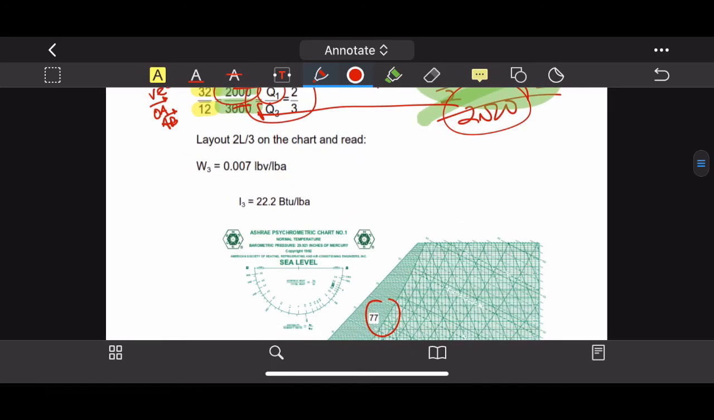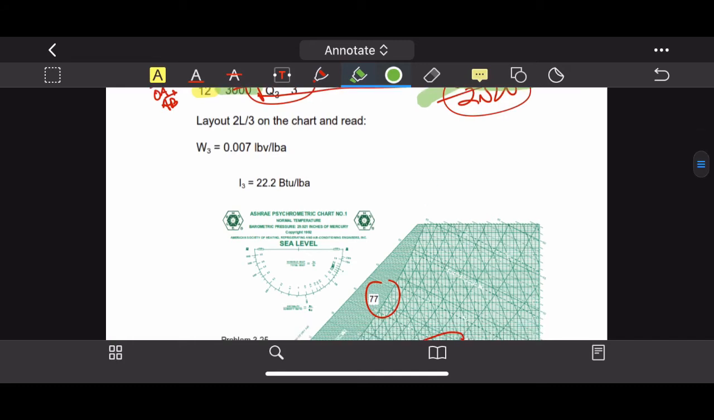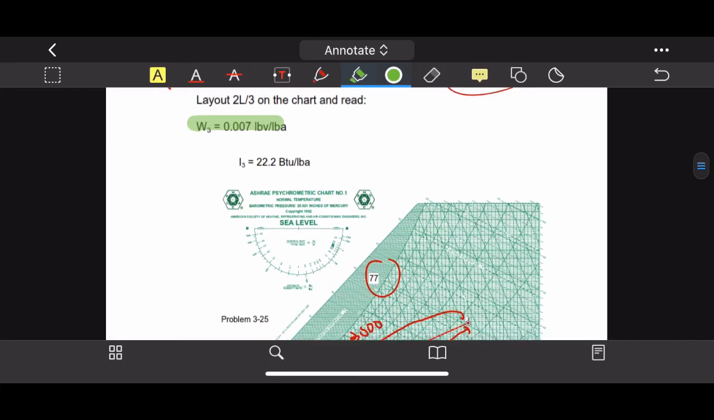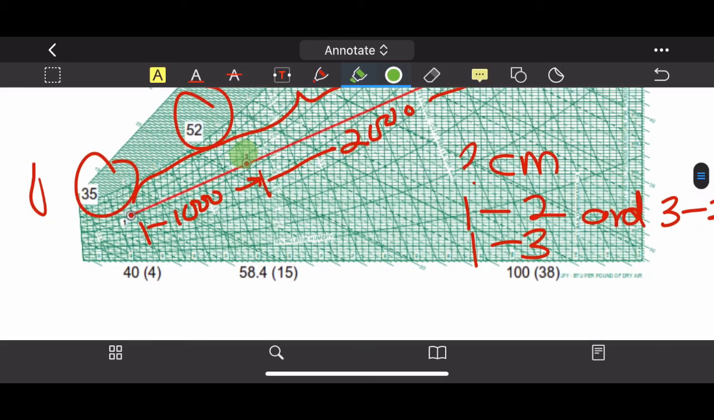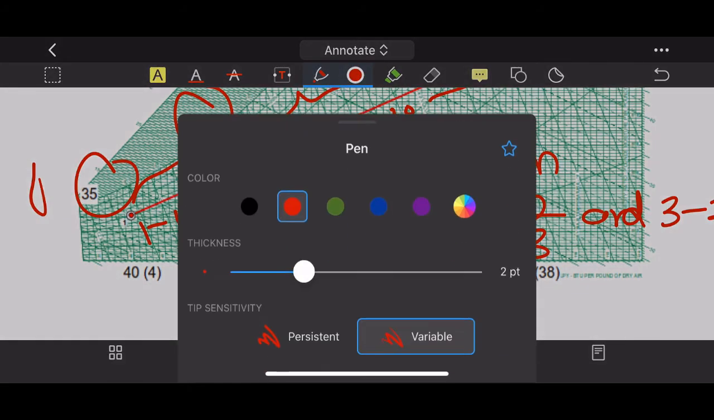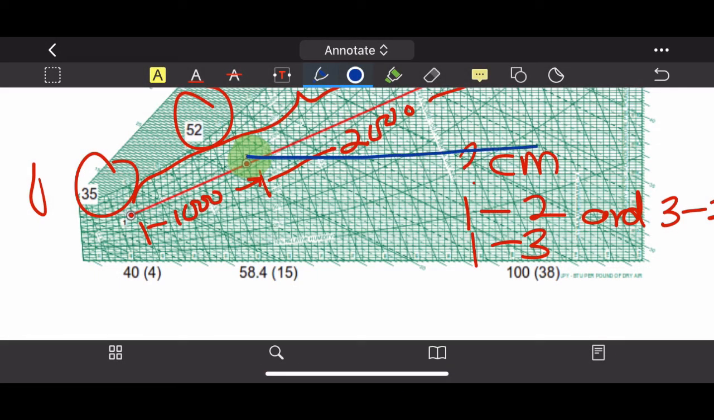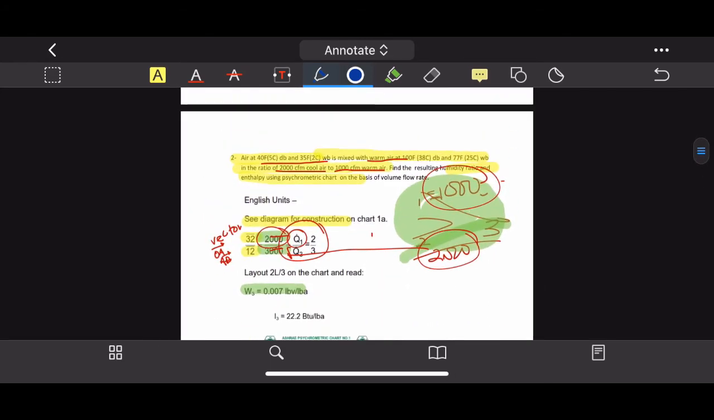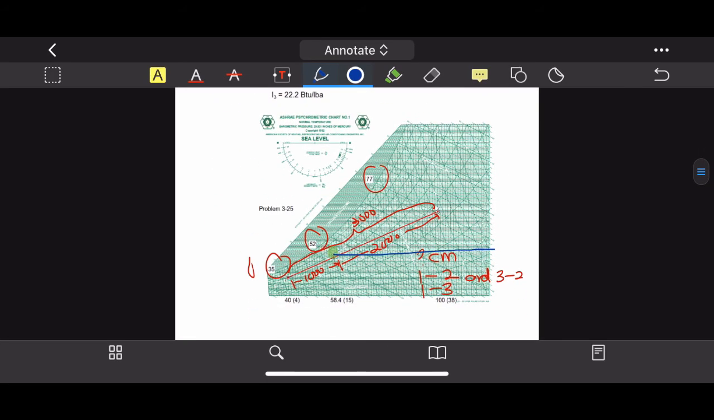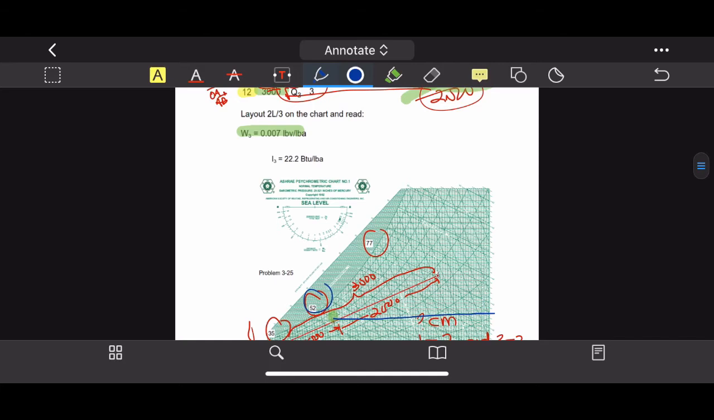Okay, so from here you can see that because you use a ruler, you can detect that W3 is 0.007. So this is your point 3, right? So just use a ruler and plot it this way. So you got 0.007. Okay, so that is your relative humidity, and enthalpy is only given as 52. Okay, or I3.